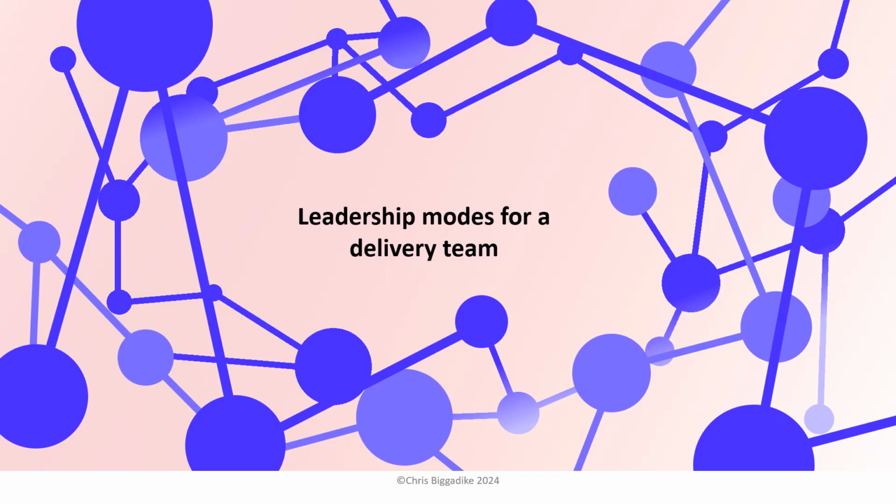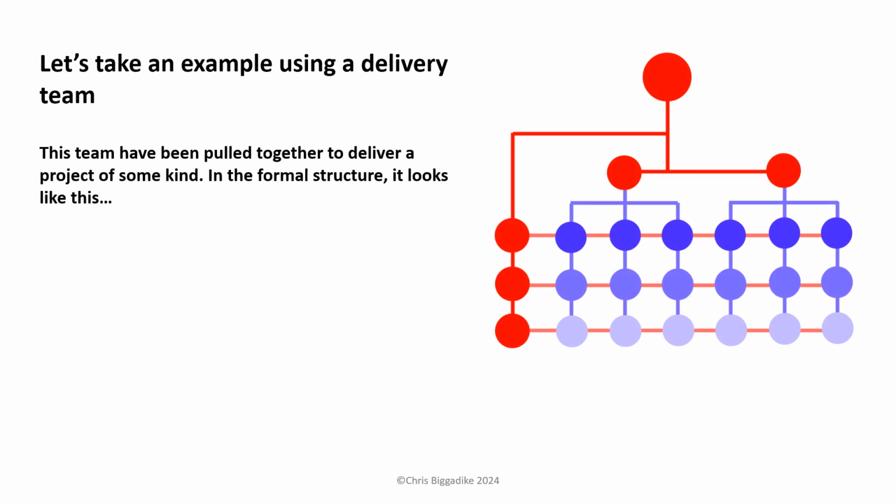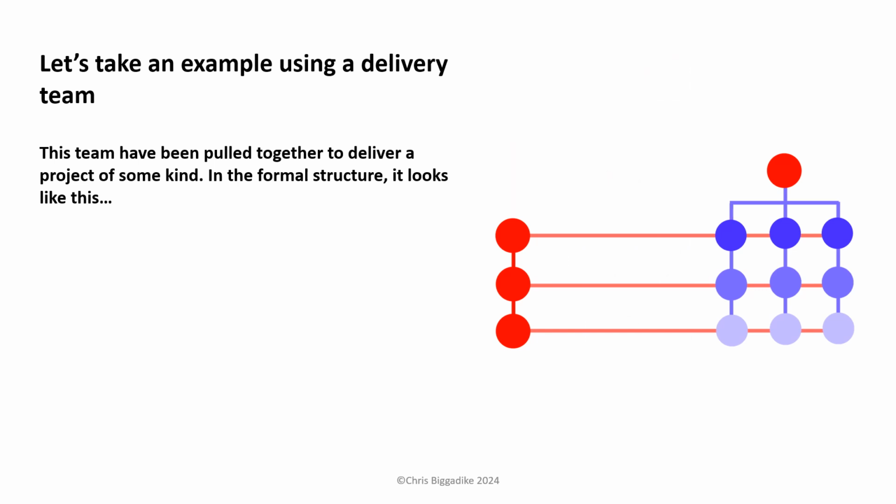Now we're going to work through an example. This is a team which is involved in delivery, possibly a project or any other activity which requires a structured team. This team have been pulled together to deliver a project of some kind. In the formal structure, it looks like this. Well, in fact, the team is buried in that structure diagram on the right. If we remove the rest of everything that's going on, we can see the team and the leaders that influence them.